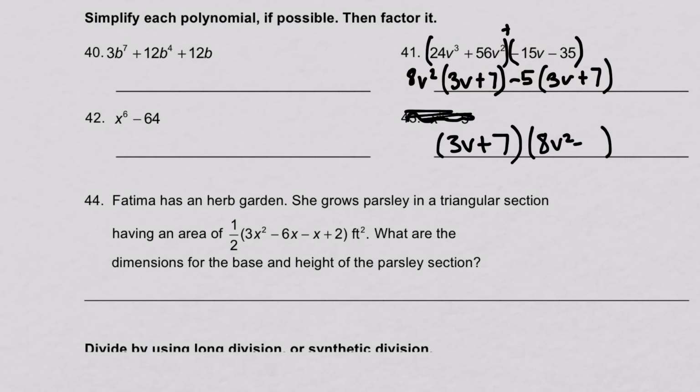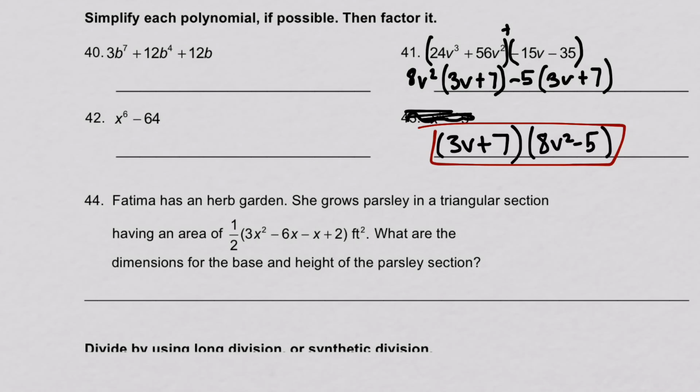8v squared minus 5. Okay, keep trying to factor at this point. Don't stop. Keep trying to see if there's anything else you can factor. For example, look at this and see if there's anything that you can factor out. Nothing, obviously, for that one. And in this one, same thing. This one is not factorable. I see v squared and I see a difference, but these are not perfect squares, so I can't factor that. So therefore, that's done. That is your final answer for that one.